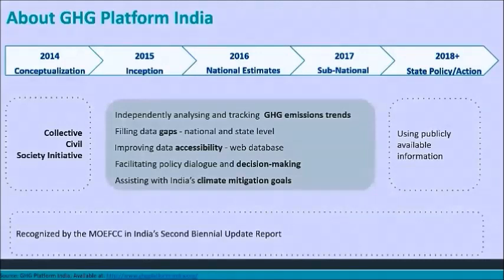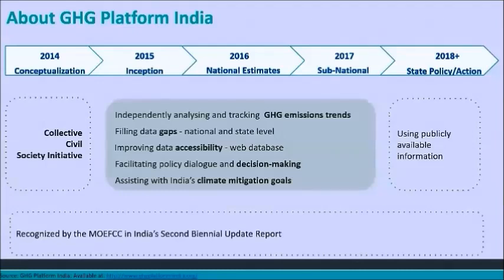The GHG Platform India was formed as the culmination of processes that occurred on the sidelines of COP20 in Lima in December 2014. The first phase of the GHG Platform India looked at national emissions. This was expanded upon in the second phase, with state level emissions estimates from 2005 to 2013. Now, in the third phase, we have expanded our time frame up to 2015. We are also assisting certain state governments with revising their SAPCCs to align with our nationally determined contribution goals.